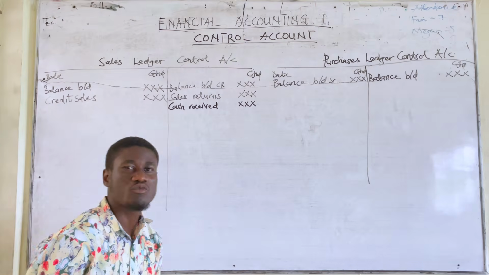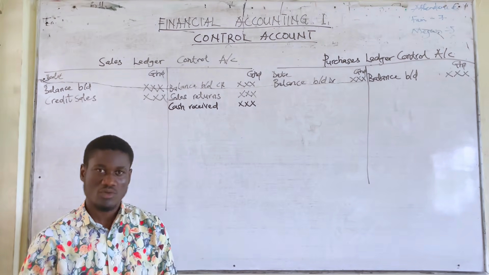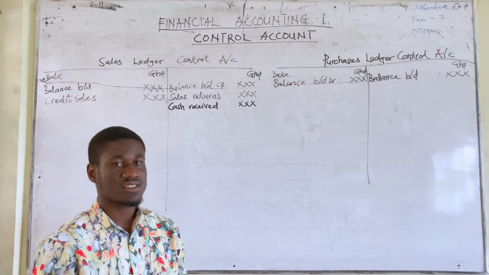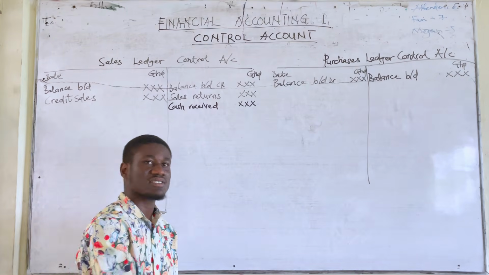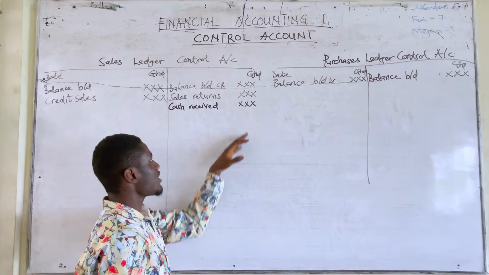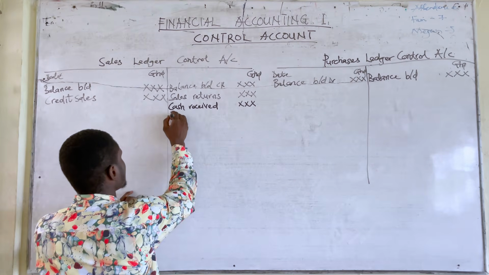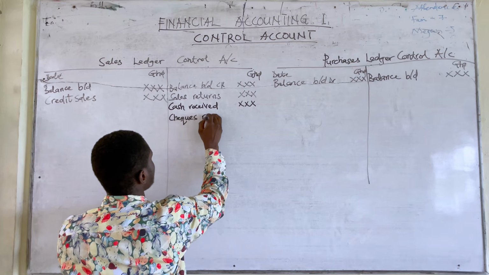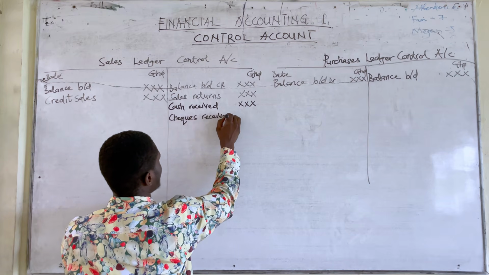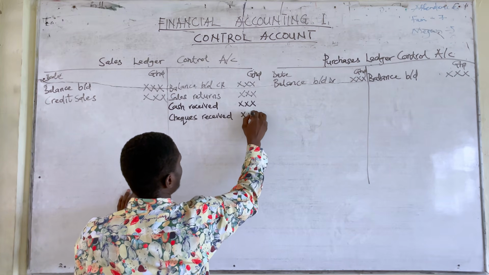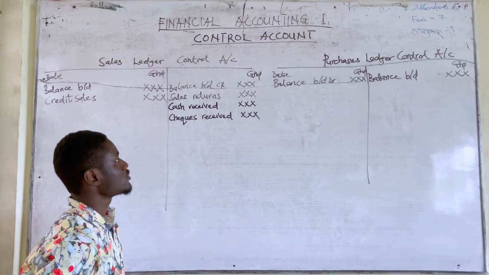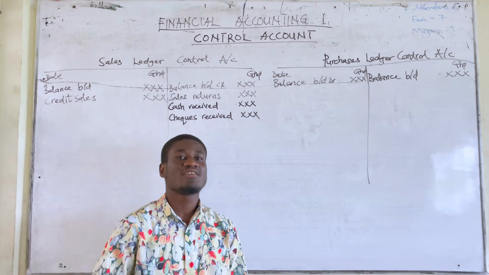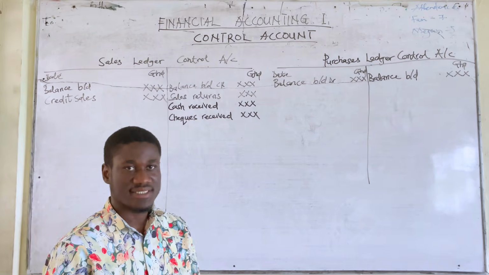Okay, so if we've received cash from them, what is happening to the amount they owe us? It is decreasing. You get it? Because they've made payment by cash. So the amount is going to decrease. Sometimes they'll make the payment by check. So checks received. Good. So checks received is like a cash received. Okay, they've made payment by check.